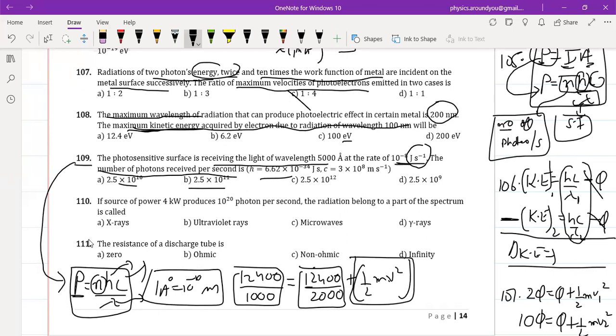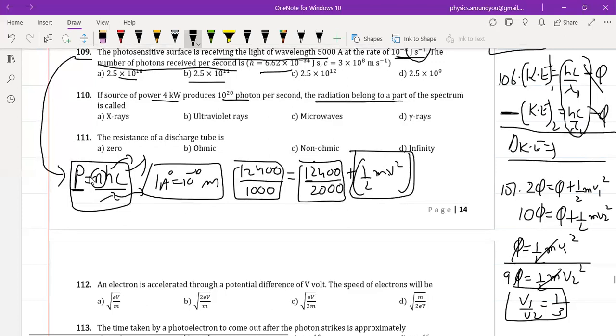Now 110, power is given, the number of photons is given. What radiation, or to what spectrum, does this belong to? Well, for this, again, I shall take the help of P equal to NHC by lambda, or P is equal to N h nu. But a spoiler alert: you need to know the frequencies or the wavelengths of each of these rays, X-rays, UV rays, microwaves, and gamma rays. If you don't know the frequency or wavelengths, you cannot do this question.